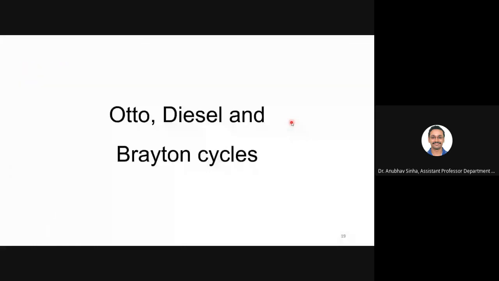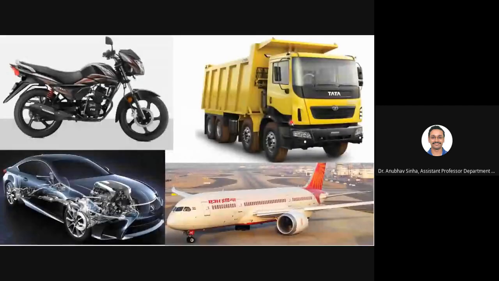Okay. So moving on, now we'll talk about auto, diesel, and Brayton cycles. These are basically used for your automobile applications and gas turbine applications for airplanes or even, let's say, missiles. So these are the various devices where we use this engine.